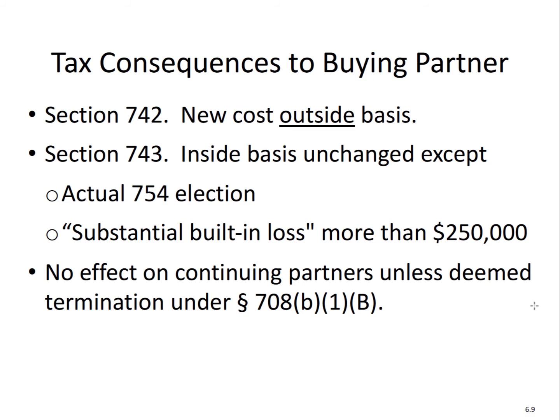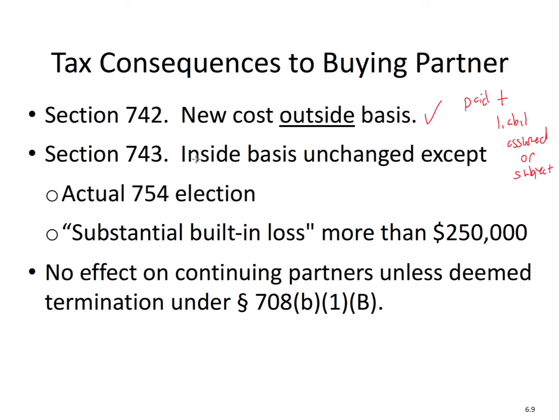So the tax consequences to the buying partner. So first thing is that the outside basis is whatever the partner pays. That's important. So it's the cash paid plus liabilities assumed. So remember that under section 752, any liabilities taken on, assumed or subject to, will be considered as cash contributions.